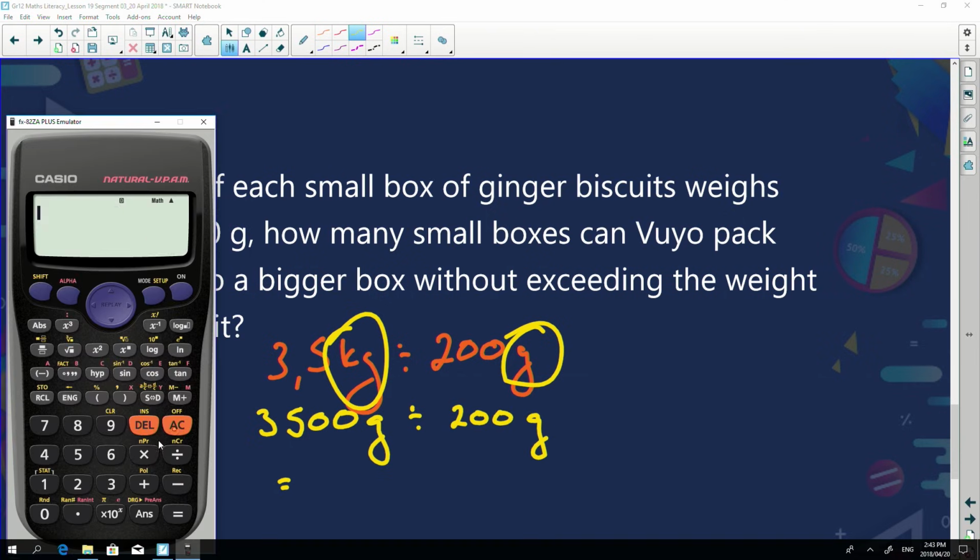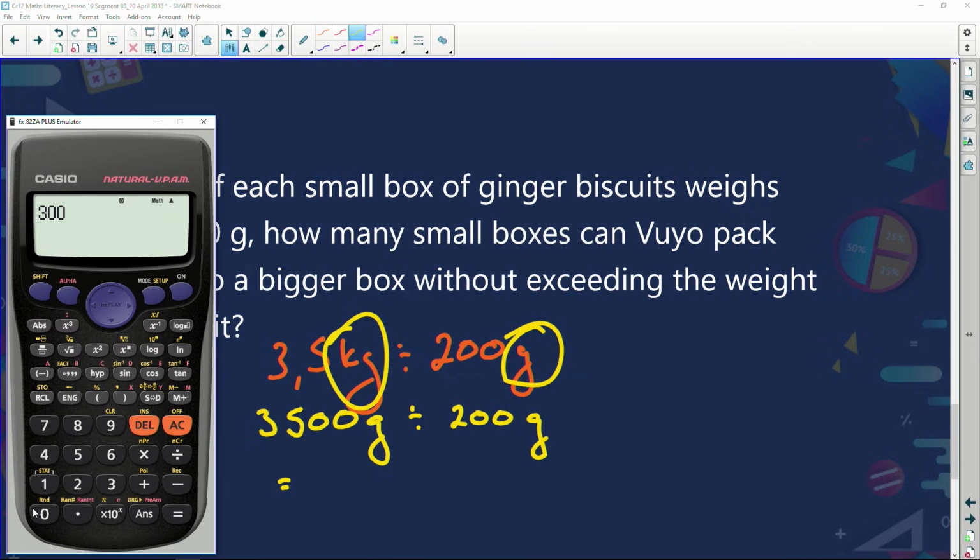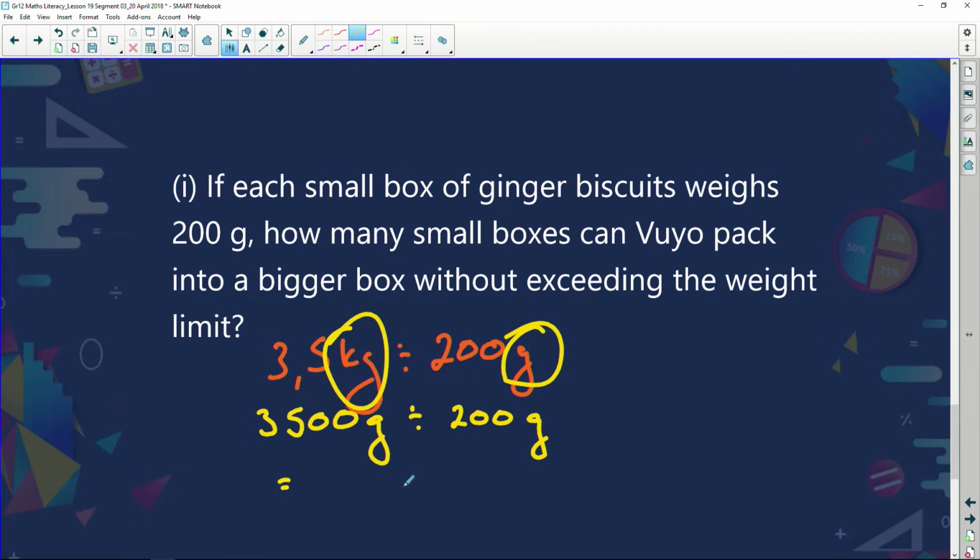So out comes my calculator. I've got 3,500, dividing that now by 200 equals, and I can pack 17,5 little boxes into the big box. Now, folks, hold on. We come to appropriate rounding. I can't pack half a box of biscuits into a big box.